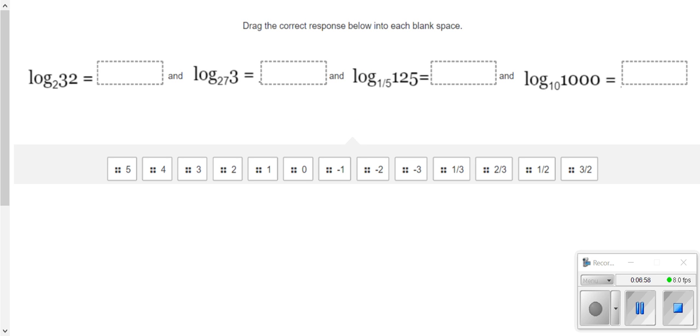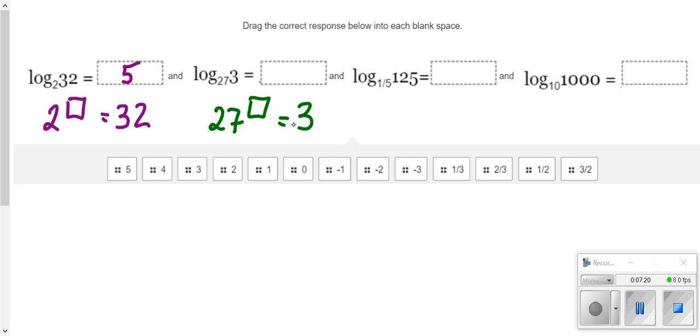All right, this one, you need to just remember that logs are exponents. So this question is saying 2 to the what equals 32. And if you check your number sense, 2 to the 5th is 32, so you should have dragged the 5 into here. And this next one is saying 27 to the what equals 3. So I want to think, well, I need to have it get smaller. And so I must be taking a root. And I know that the cube root of 27 is 3. So this exponent must be a third. So that's what you should have dragged in.